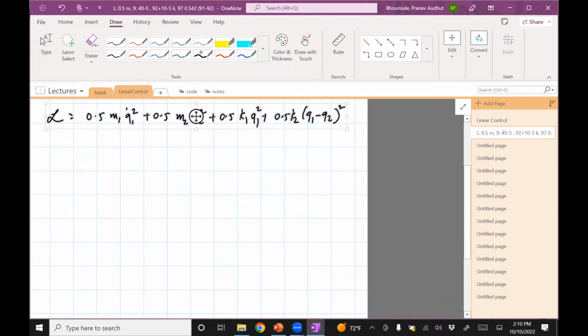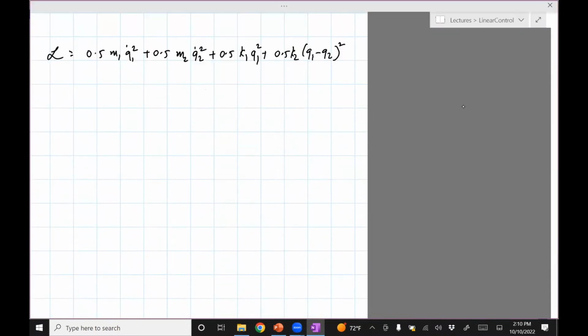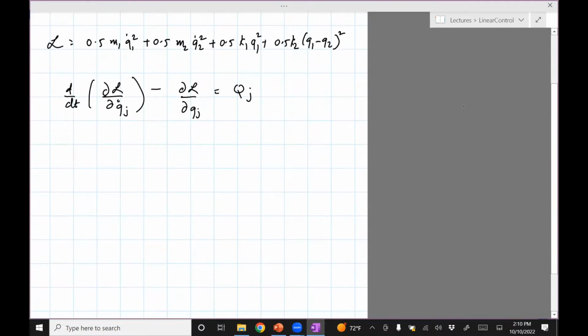Okay, so now we have that. The Euler-Lagrange equations are given as follows: d/dt of partial of L with respect to q dot j minus partial of L with respect to q j equals the external forces, which are not conservative, like springs or gravity. Okay, so we need to put j equals 1 and 2, for Q1 and Q2. So let's do it first for Q1.